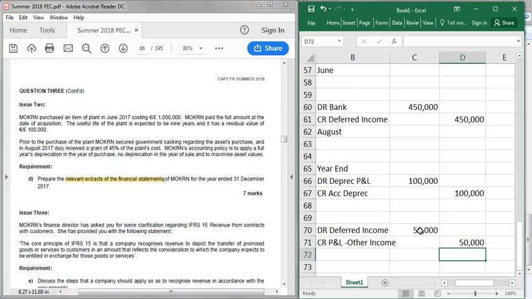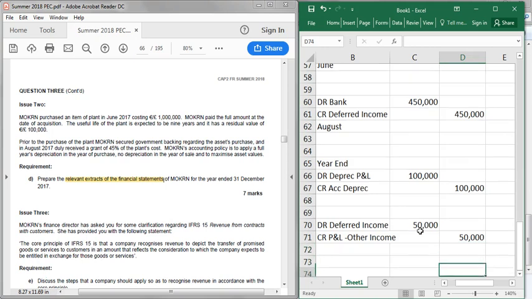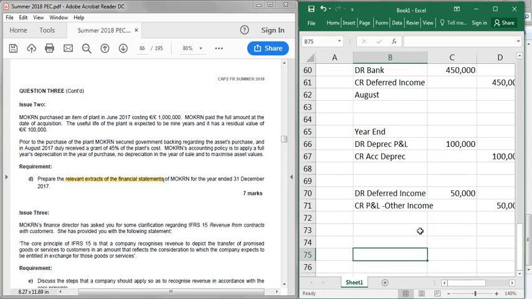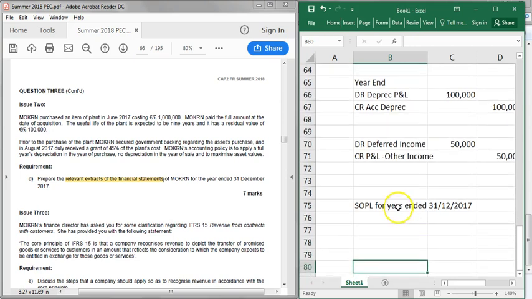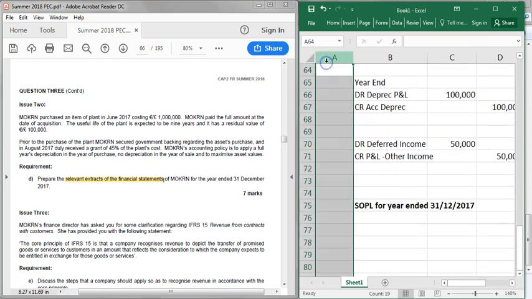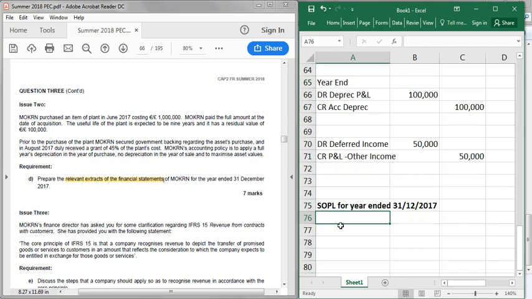Now, you weren't asked the debits and credits, but you really had to know them if you wanted to get your full marks. So now we need to look at the extracts of financial statements. By this, what they're essentially looking for is, you're looking at the SOPL for year ended 31st of the 12th, 2017. So all they're looking for is just put a heading, something like that, and what they want to see is what's your extracts. You're going to have one, you're going to have other income.